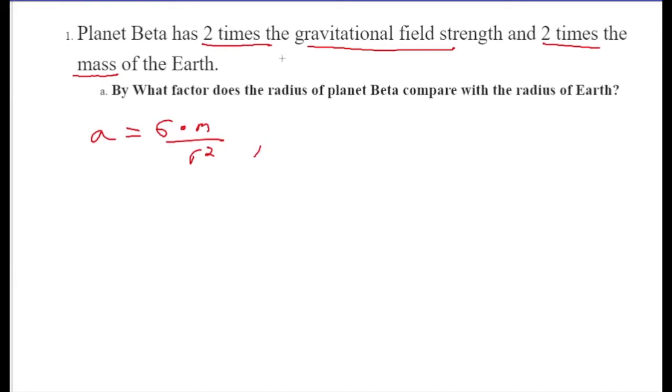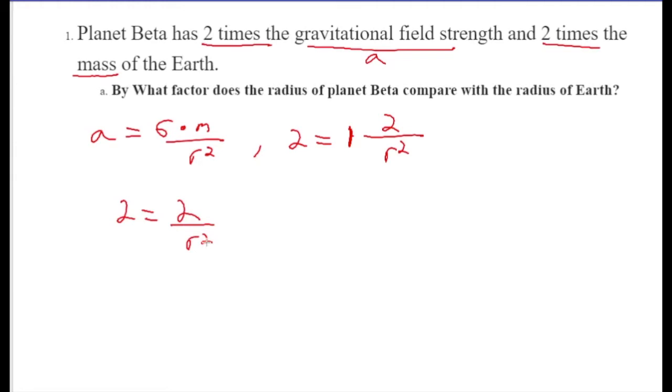Next, we're going to go ahead and plug in these values. Gravitational field strength is talking about acceleration here, so plug in 2 there. G is just a constant, so we can just leave that as 1. And then m is now 2 times as big, so I'm going to plug in 2 there. And r, well, r is actually unknown, so I'm going to leave it as r. Now I'm going to go ahead and simplify this. I find out that 2 is just equal to 2 over r squared.